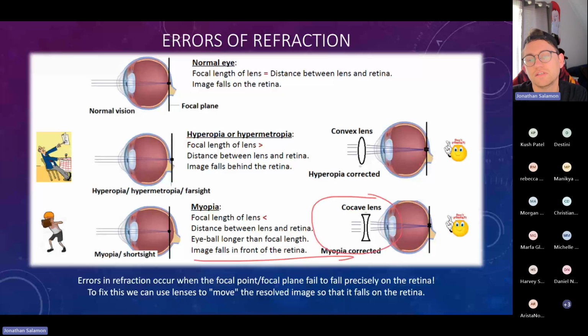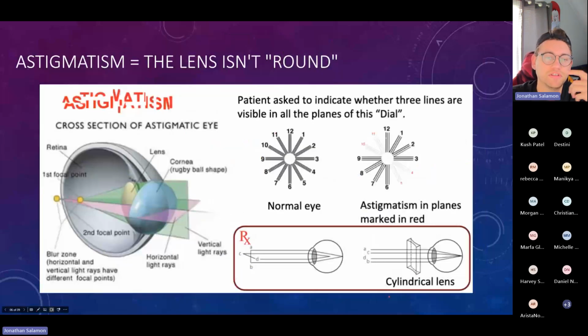Short-sightedness, you fix with a concave lens. You're 100% gonna have a question on this. So just know that if you have hyperopia, you fix it with a convex lens, and if you have myopia, you fix it with a concave lens. This is because you're changing the focal point, making it so that the focal point is landing on the retina again. So that clears up your vision.